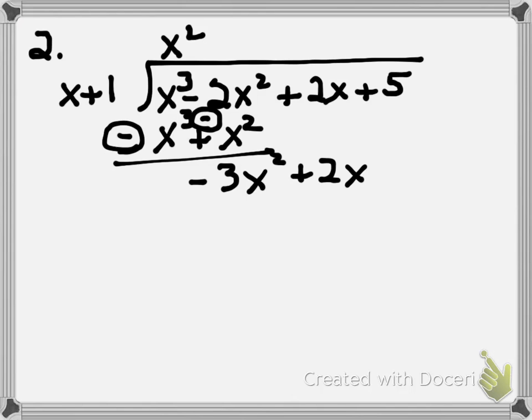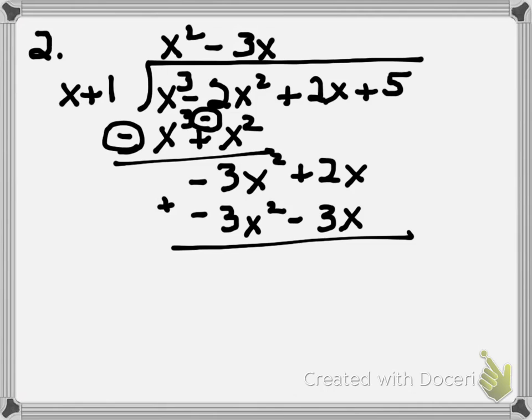A negative 3x squared divided by x is negative 3x. Negative 3x times x is negative 3x squared. Negative 3x times 1 is negative 3x. Change the signs of the second polynomial. The x squareds cancel out and give you 0. 2x plus 3x is 5x. Bring down the next term.